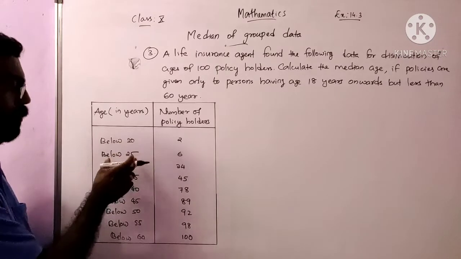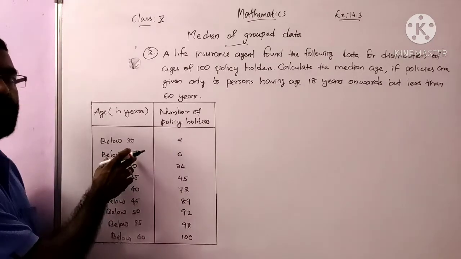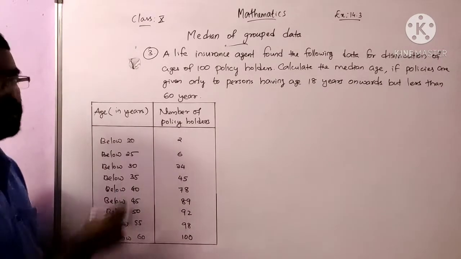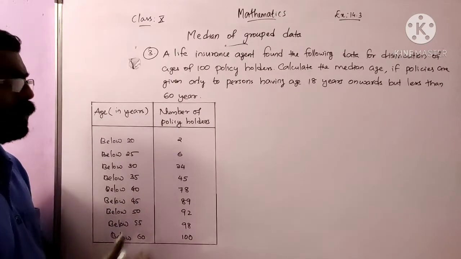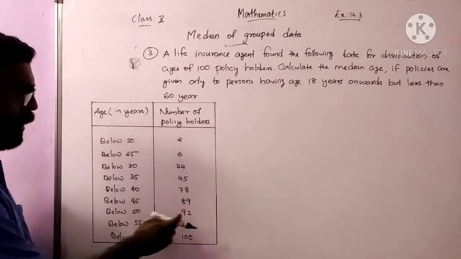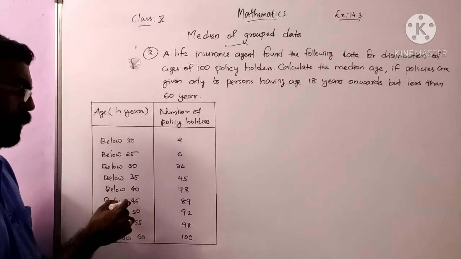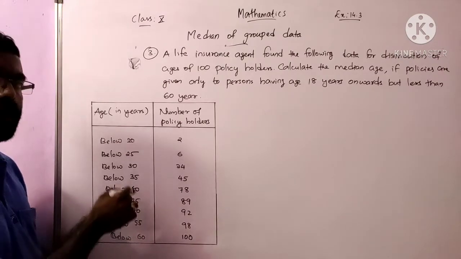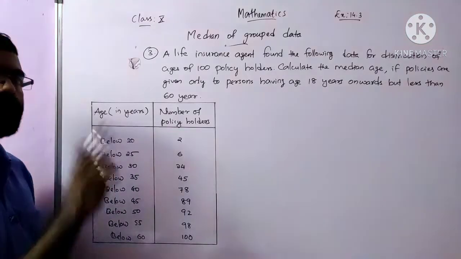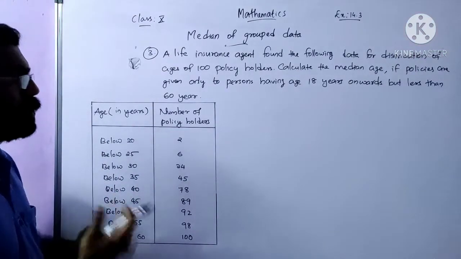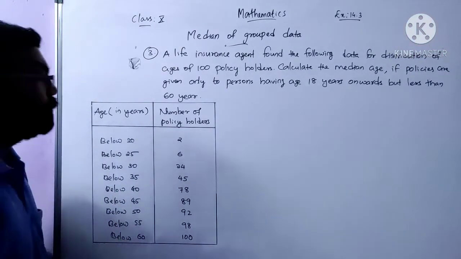Below 22, below 25, 6. That means below 25 includes below 20 persons also. That is what is called a cumulative frequency. Below 50 it is 92. That means it includes the persons with the age below 45, below 40, below 35 and so on. So we have to change it into class interval format.